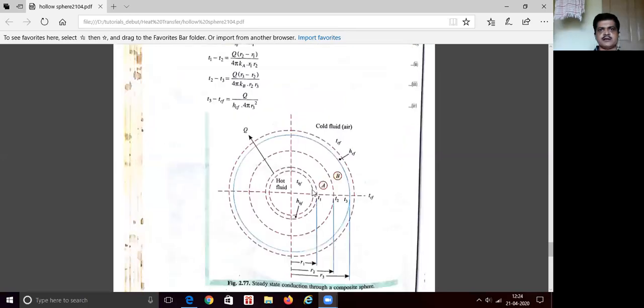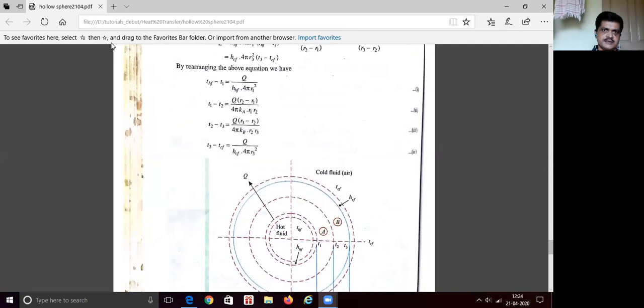Same condition: hot fluid inside, air outside. There are 4 layers: inside convection, outside convection, and there are 2 spheres, A and B. Using the same equation, you can see here, you can calculate Q is the same everywhere, the Q going out is the same through each layer. Q is the flow of heat rate. If you have convection, this one is the equation. For the second layer, A layer, this is the equation, for B layer, this is the equation, and for C layer, this one is the equation.